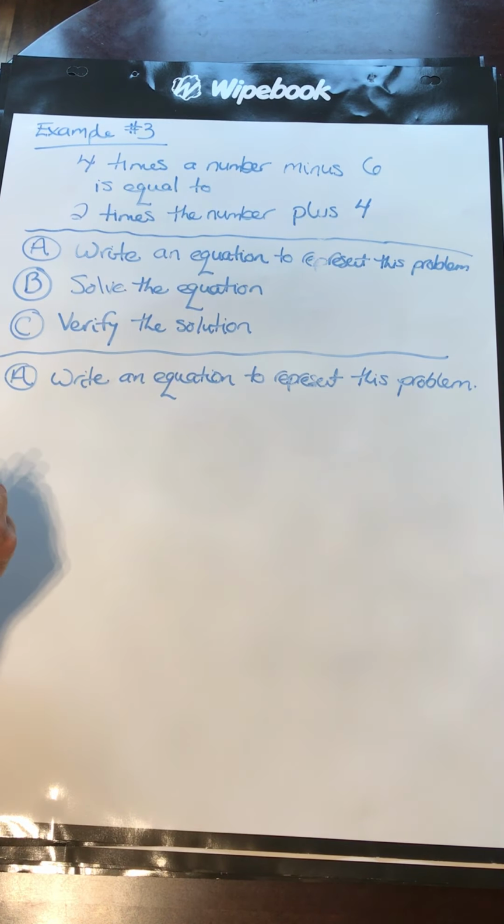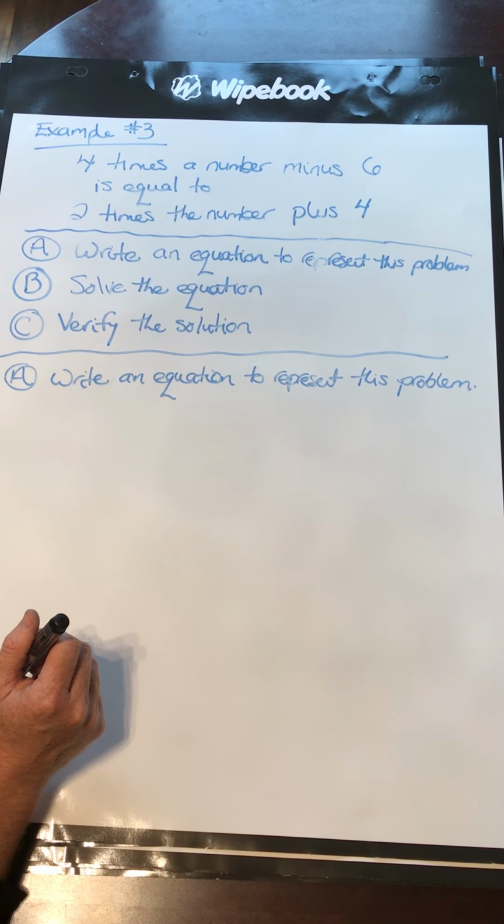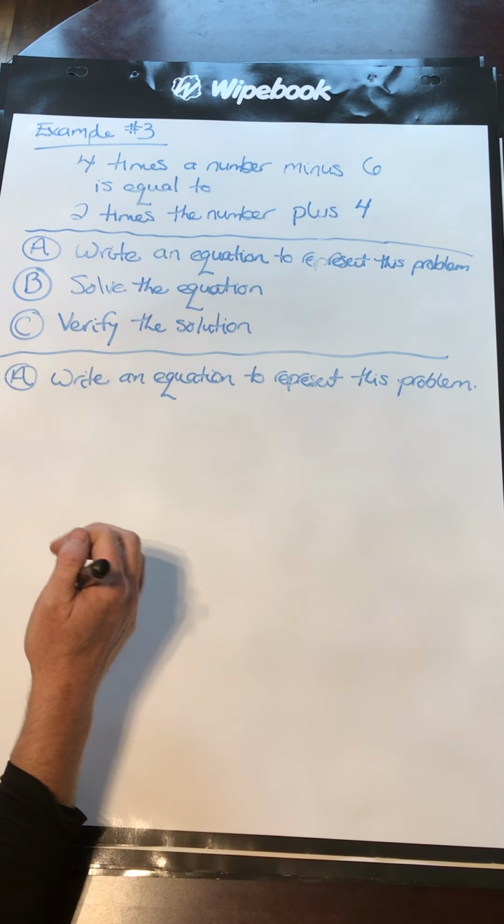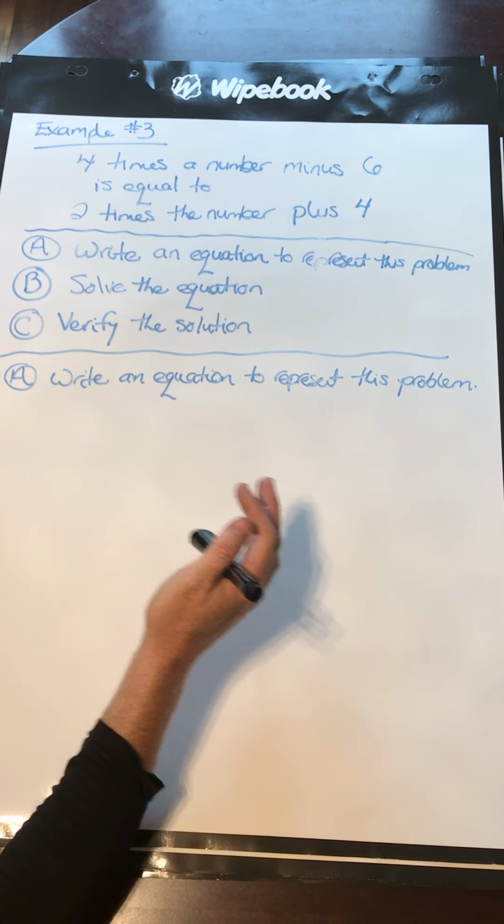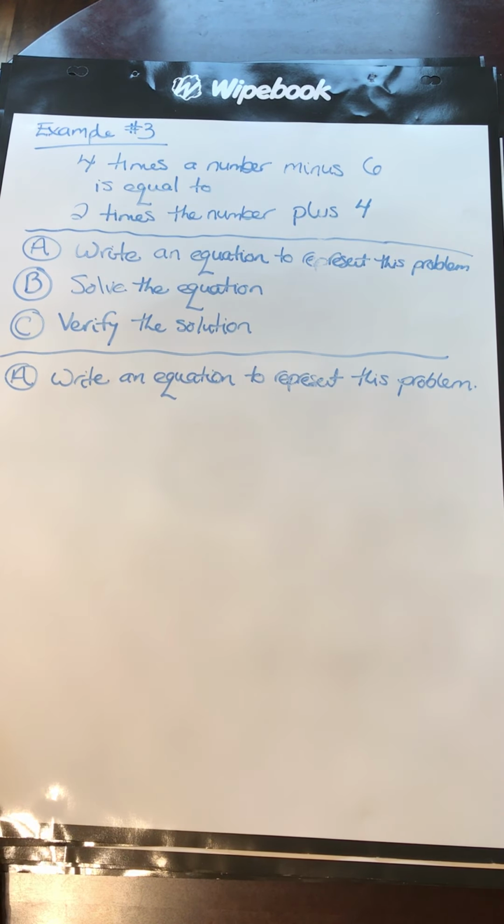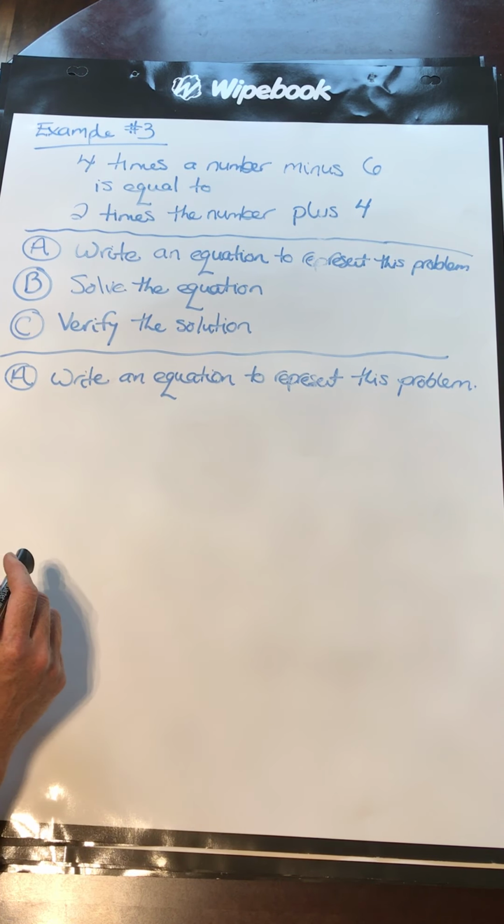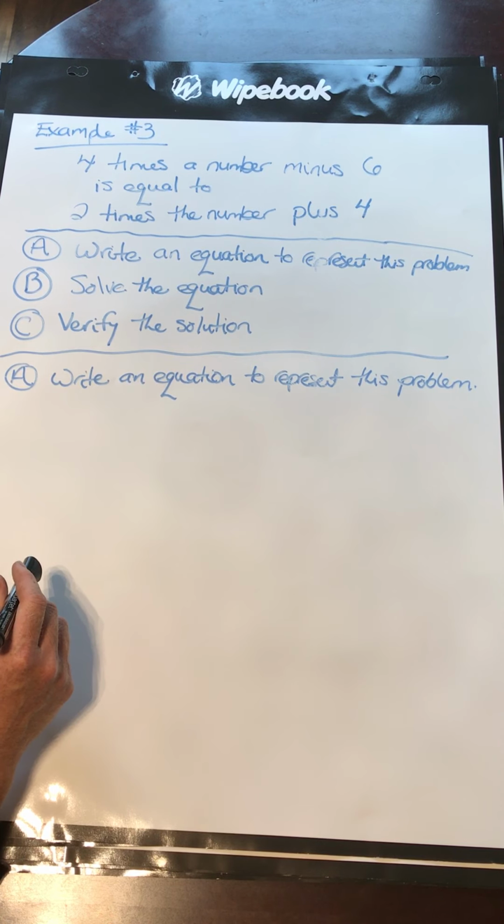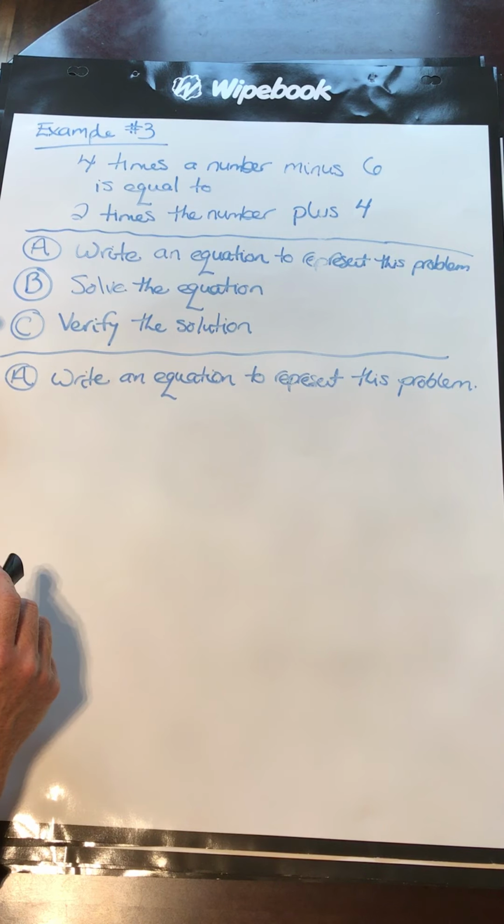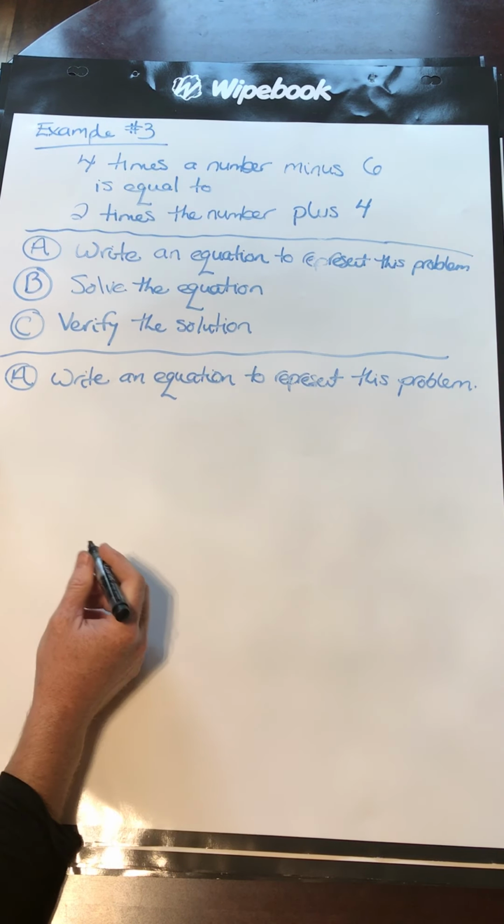Okay, I have a last example here, and this one has a little bit of a wrinkle in it, in that we're going to have variables on both the left side and the right side, and it's the same as when we use the tiles. Okay, so it says here 4 times a number minus 6 is equal to 2 times the number plus 4. Okay, so we are going to write an equation to represent this problem. We're going to solve the equation and we're going to verify the solution.